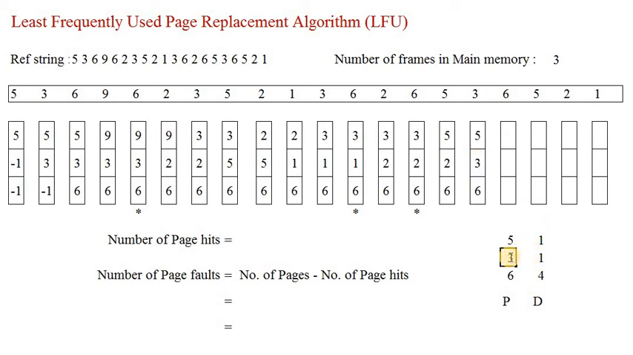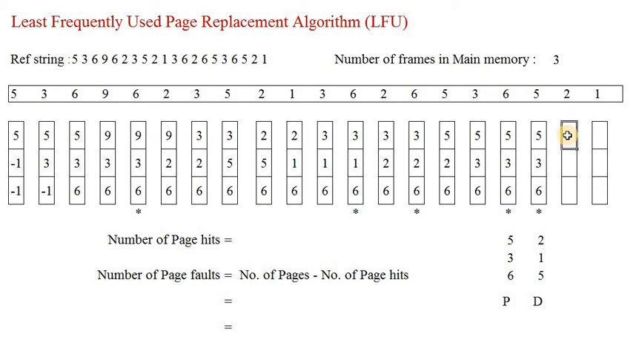Here, again a page hit: 5, 3, 6. So a page hit occurred, and the degree will be incremented. Then again a page hit for 5: 5, 3, 6. For which page is the page hit? For 5. So increment the degree for 5 only, from 1 to 2.